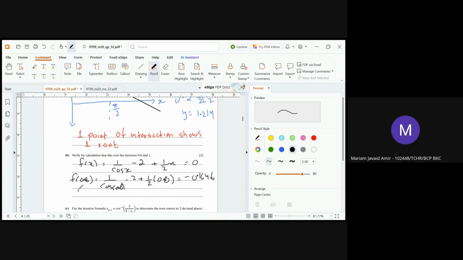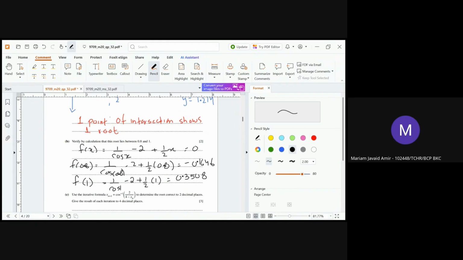And then we substitute 1 here. So 1 over cos 1 minus 2 plus half times 1, that gives us 0.3508. Now you'll write a concluding statement. In fact, write less than 0 with this one and greater than 0 with this one. And then write the concluding statement. Just give me a second.